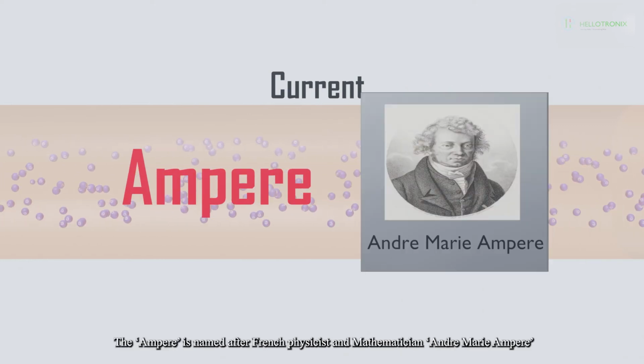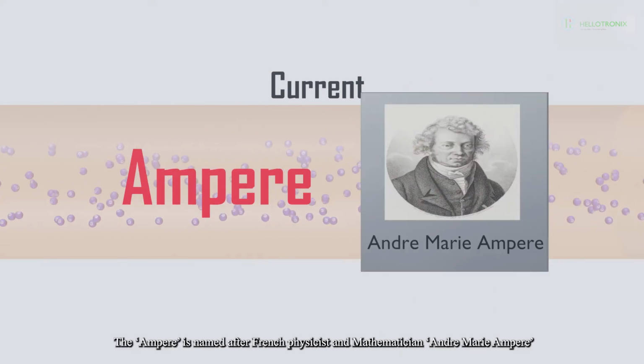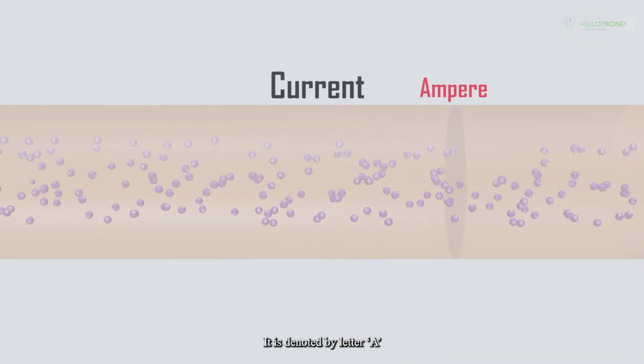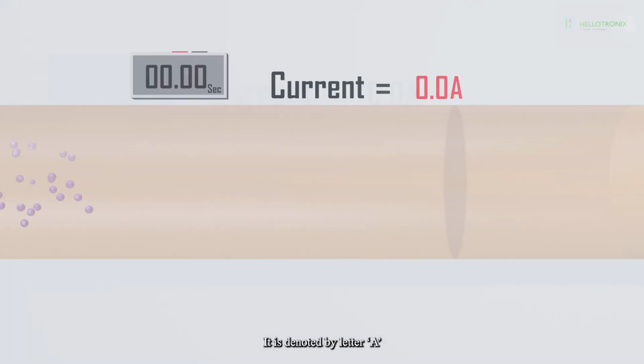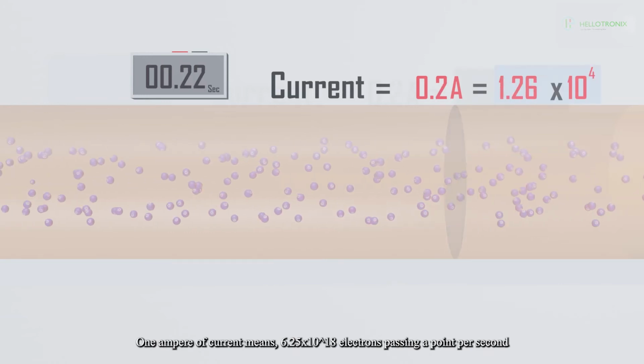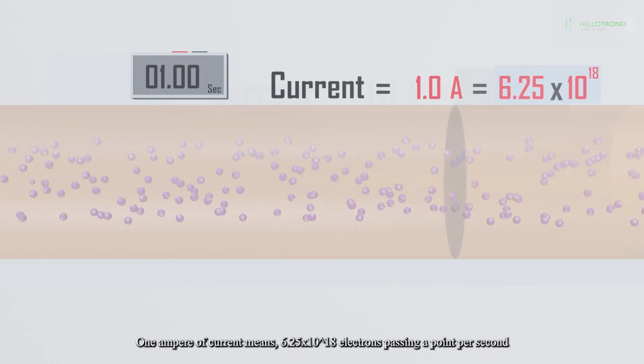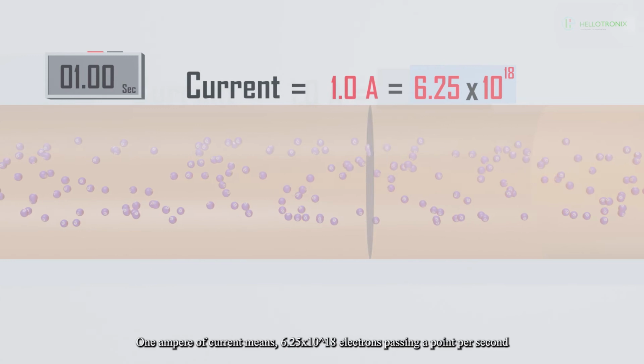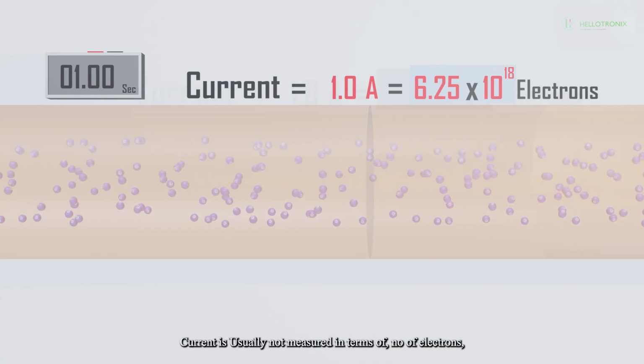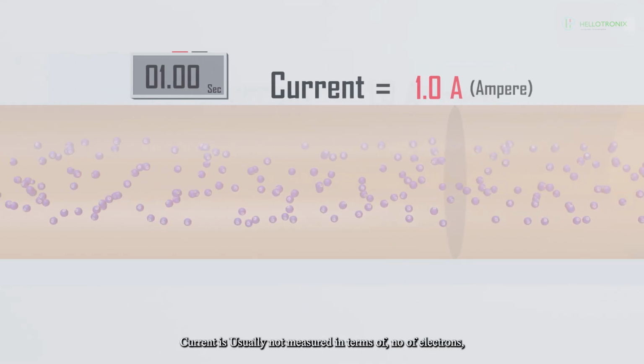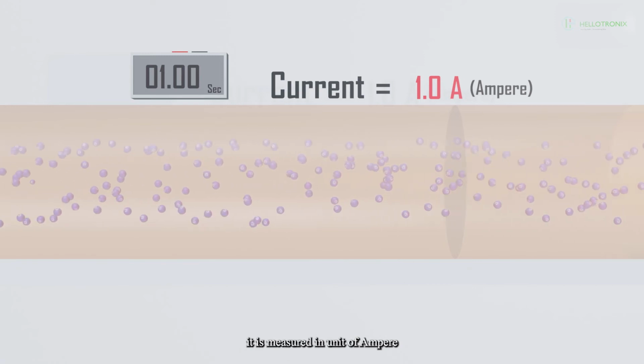The ampere is named after French physicist and mathematician Henri-Marie Ampere. It is denoted by letter A. 1 ampere of current means 6.25 × 10^18 electrons passing a point per second. Current is usually not measured in terms of number of electrons. It is measured in unit of ampere.